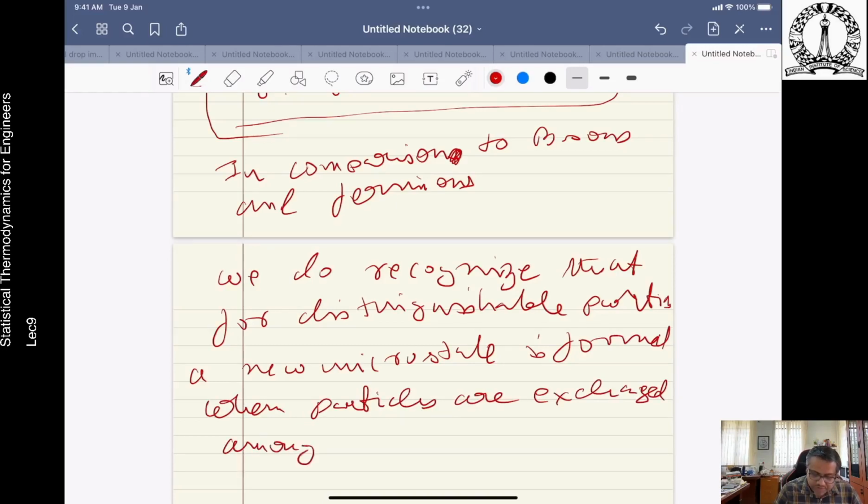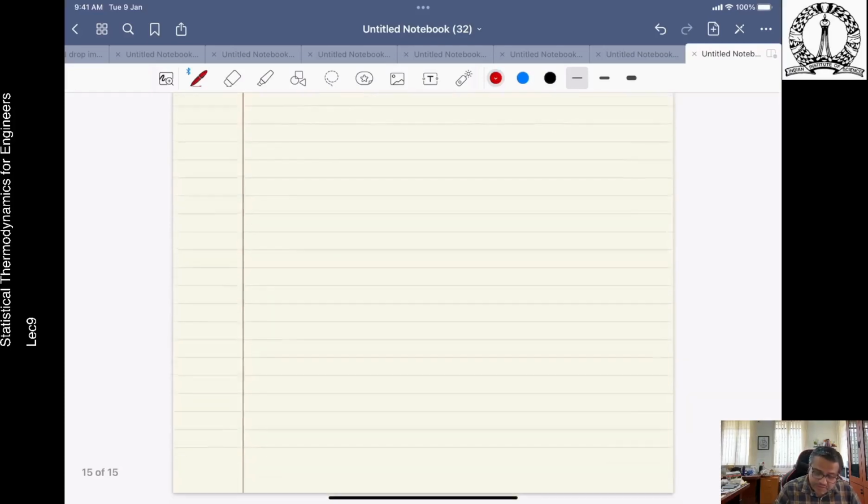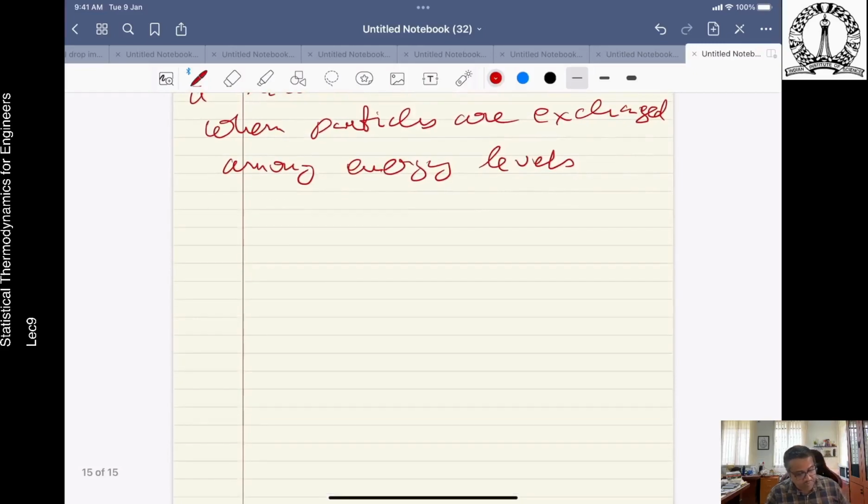Among energy levels, because they are distinguishable. That is why Boltzmann got it slightly wrong, right? And that's why the results for the bosons became very different.